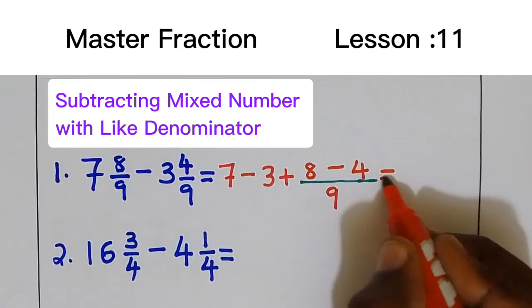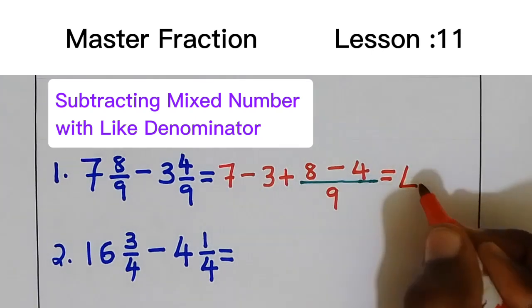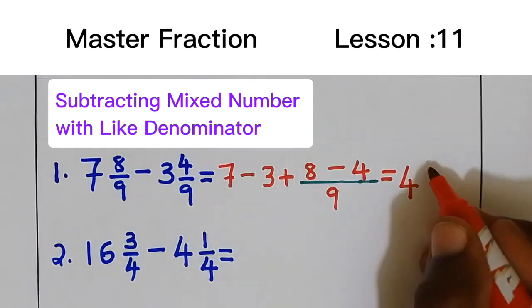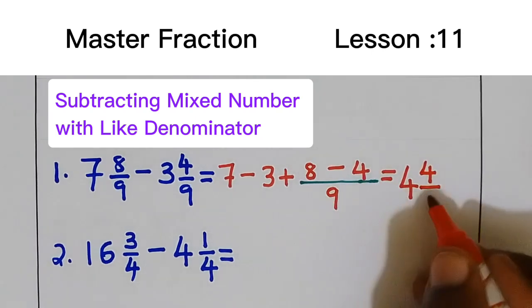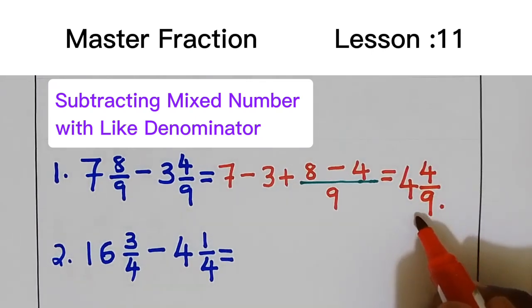Which you are going to get 7, take away 3. We get 4. 8, take away 4. We are going to remain with 4 over 9. We can't simplify this further, so this is our answer.